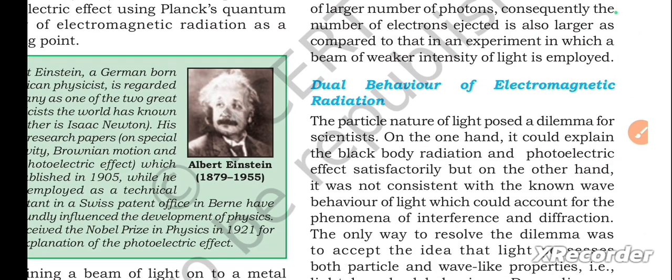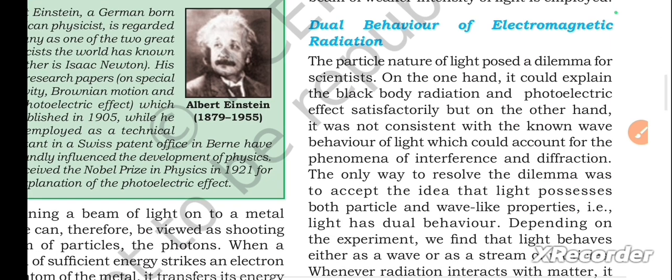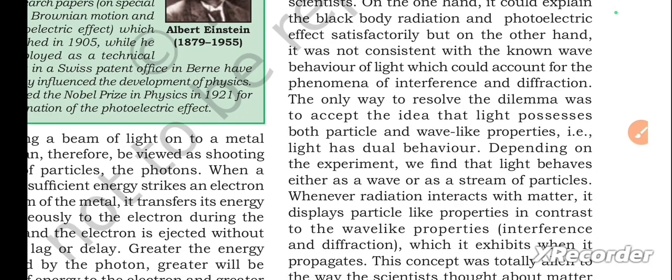Next, dual behavior of electromagnetic radiation. The particle nature of light posed a dilemma for scientists. On the one hand, it could explain the black body radiation and photoelectric effect satisfactorily, but on the other hand, it was not consistent with the known wave behavior of light, which could account for the phenomenon of interference and diffraction. The only way to resolve the dilemma was to accept the idea that light possesses both particle and wave-like properties, that is, light has dual behavior.